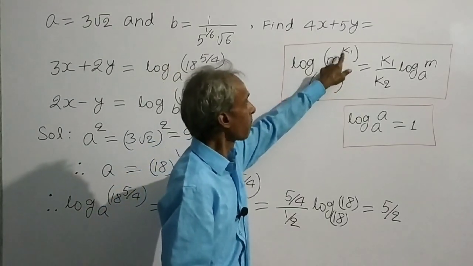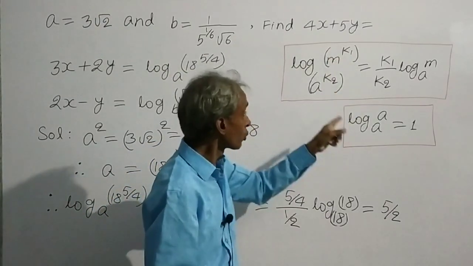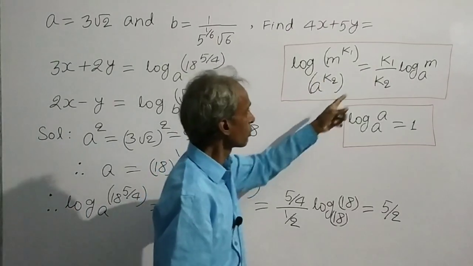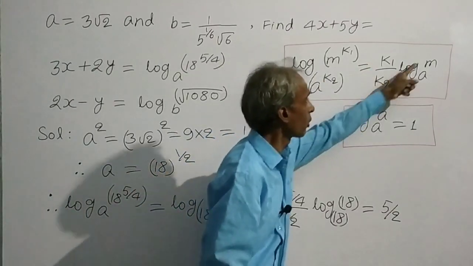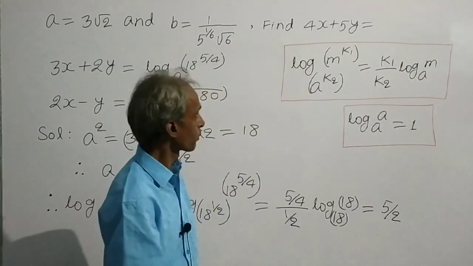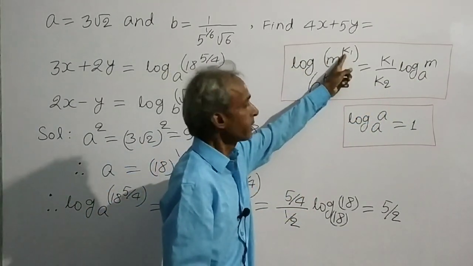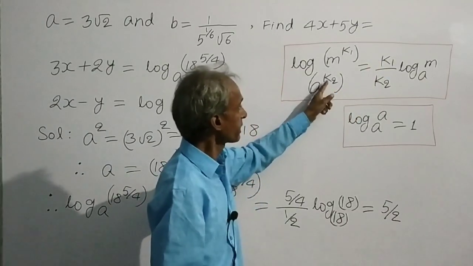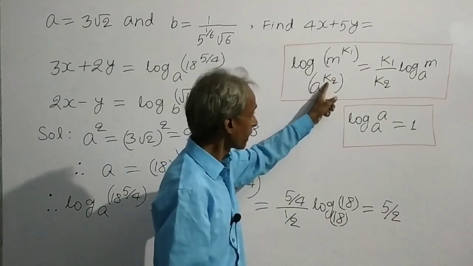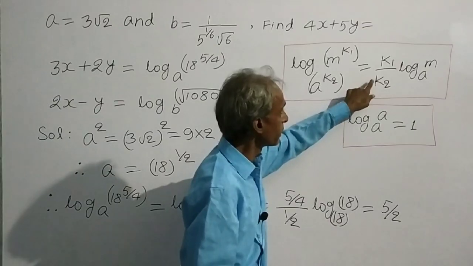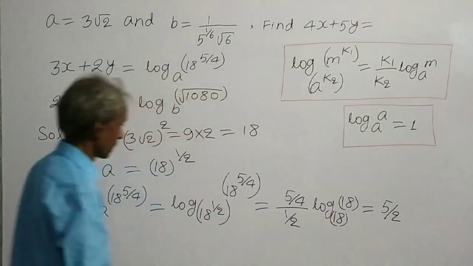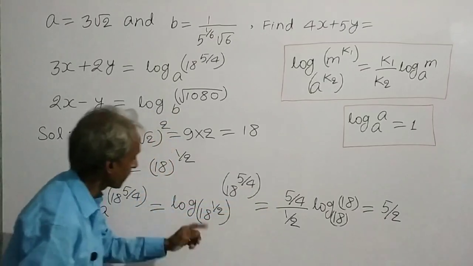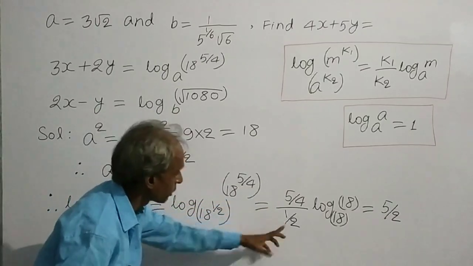Log m to the power k1 to the base a to the power k2 is equal to k1 by k2 log m to the base a. k1 is in the numerator, this k2 in power is in denominator. 5 by 4 in the numerator, 1 by 2 in the denominator.